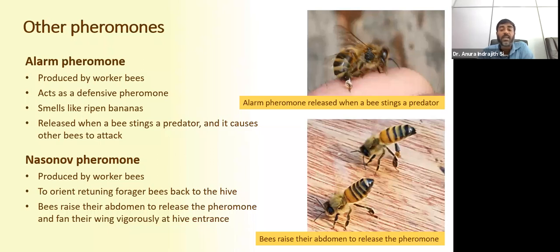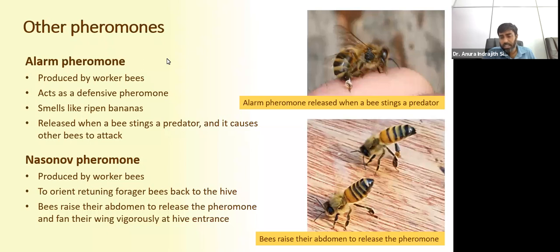There may be multiple attacks. Once one bee attacks someone, some alarm pheromones will be released from that place. And the Nasonov pheromone, the other one, is also released by some worker bees. Sometimes you may have seen some bees on the crown board lifting their abdomen like that, and they fan their wings at very high speed. Actually, what are they doing?